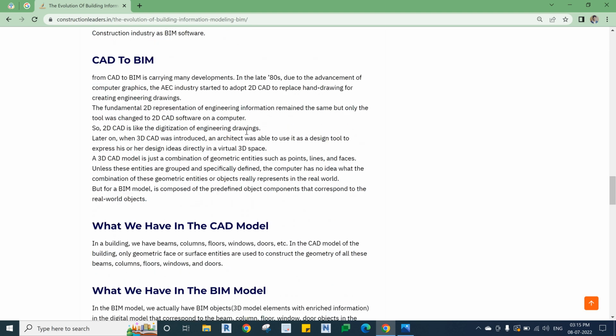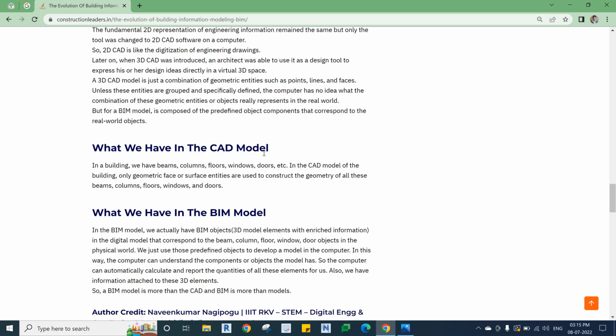After that, we started digitizing each and every thing. We converted the 2D paper drawings into 2D computer drawings in AutoCAD, and then 2D computer drawings into 3D space computer models. Whenever I say 2D, that is X and Y. Whenever I say 3D, that is X, Y and Z. What do we have in the CAD model? See, I want to let you know the difference. Generally, CAD here means AutoCAD 2D, and 3D model means I will be talking about the BIM model.